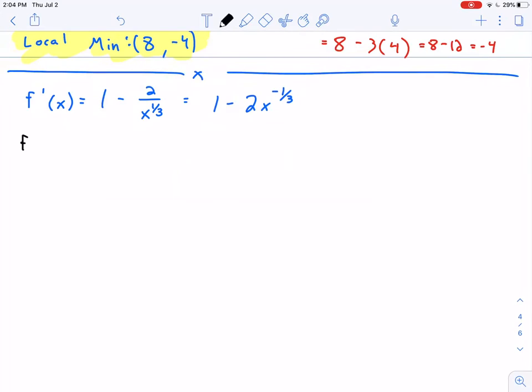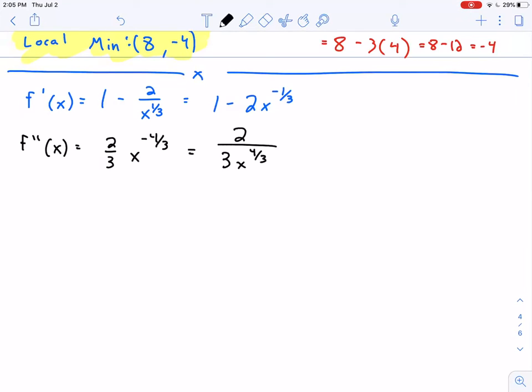I'm going to go ahead and find my second derivative, f double prime of x. So f double prime, derivative of 1, that's just going to be 0. Negative 2 times negative 1/3, that should be positive 2/3 times x, and then I'll subtract 1 from my power. I should have x to the negative 4/3 power. Or if I wanted a positive exponent, this is really 2 over 3x to the 4/3 power. So I have my second derivative.